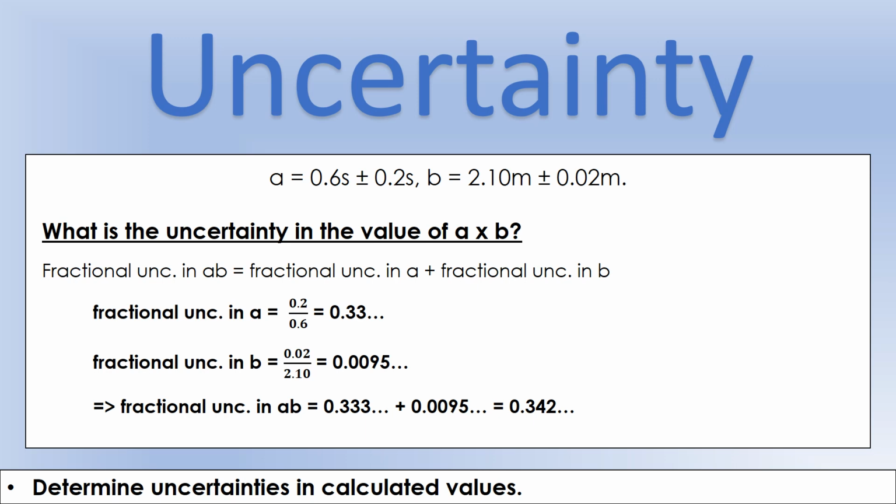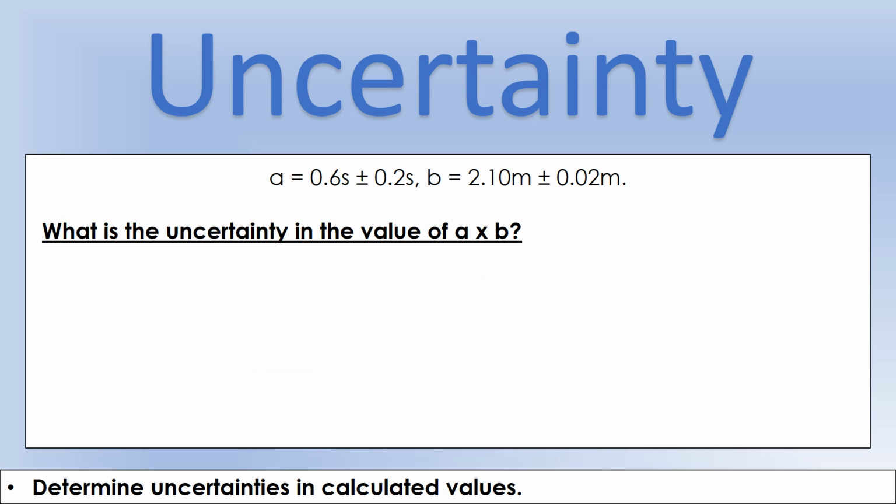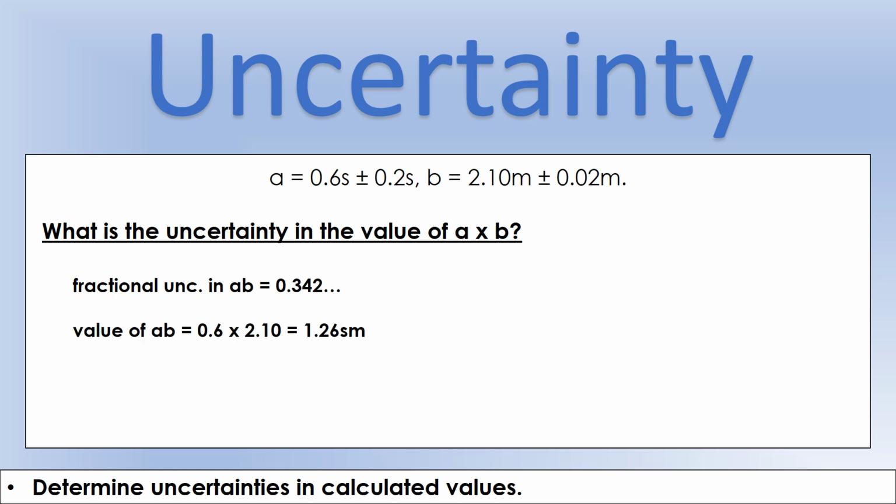But we wanted to know what the uncertainty was. So we're going to need to calculate the value of AB and multiply it by the fractional. So this is our fractional. The actual value of A times B is 0.6 times 2.10. That's going to have a very obscure unit of seconds meters. I put it as seconds meters, so we didn't mix it up in milliseconds. And then if we want to know what the uncertainty is, we take the fractional, times it by the value, and that tells us it has an uncertainty of 0.4 seconds meters.